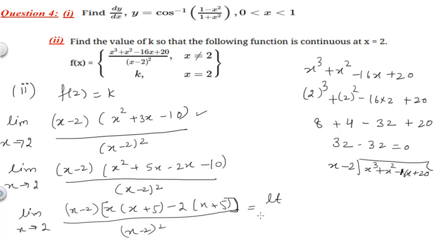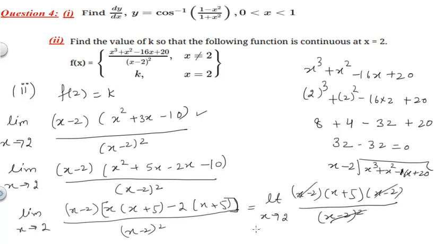Doing it further, we get limit x tending to 2, x minus 2 in the bracket, then x plus 5 common, divided by x minus 2 whole square. In the numerator and denominator, x minus 2 can be cancelled. So we are just left with x plus 5, where limit x tends to 2. We can directly put x equal to 2, which gives 2 plus 5, that is 7. So the value of k will be 7.